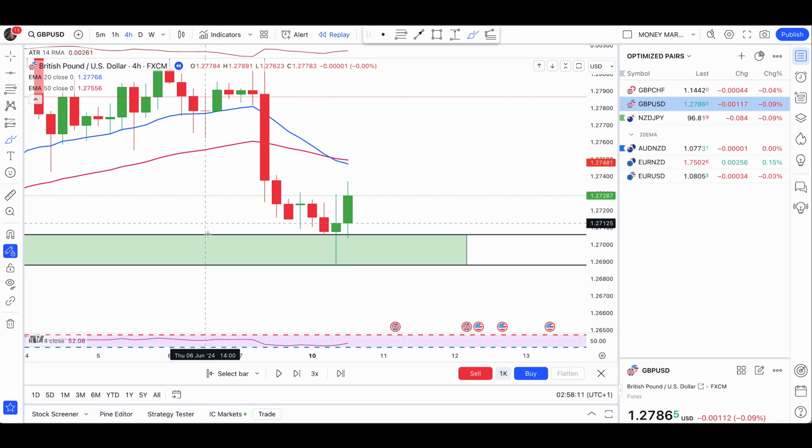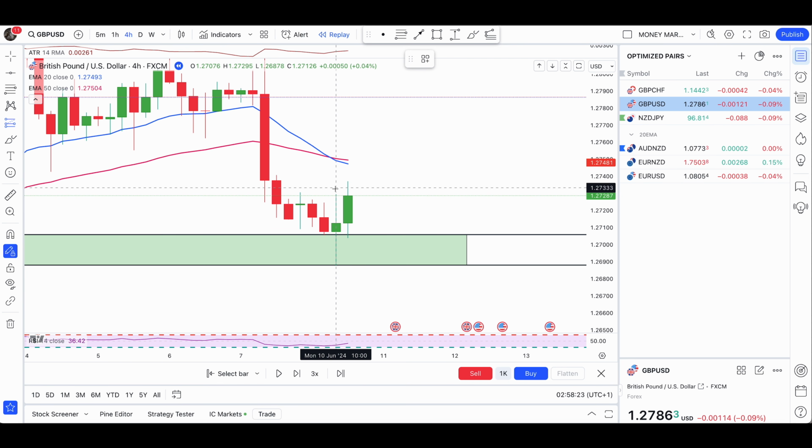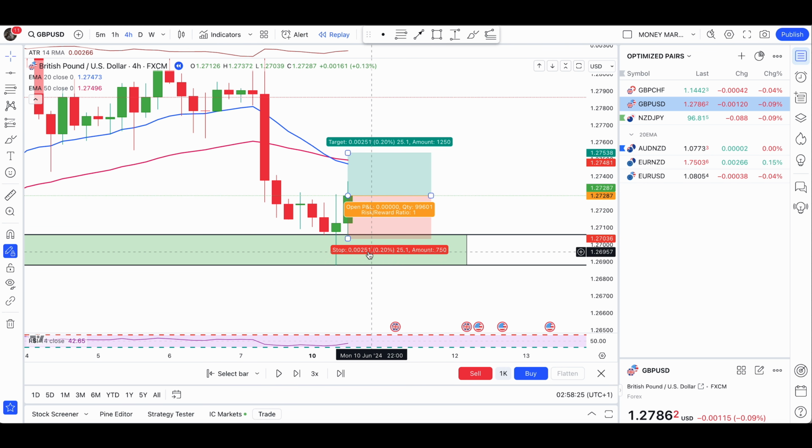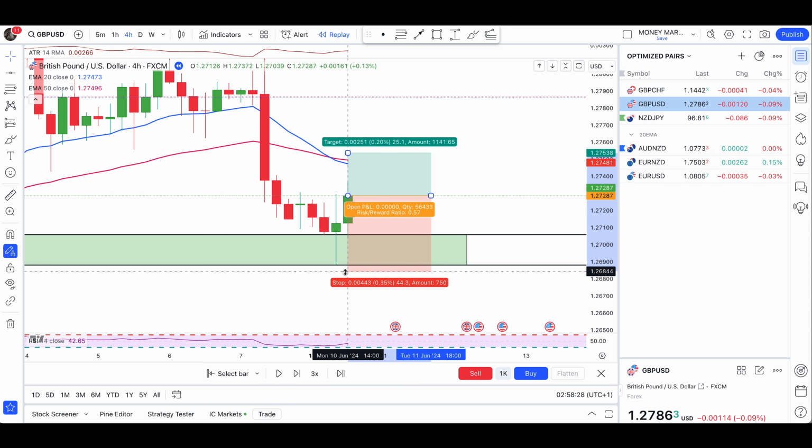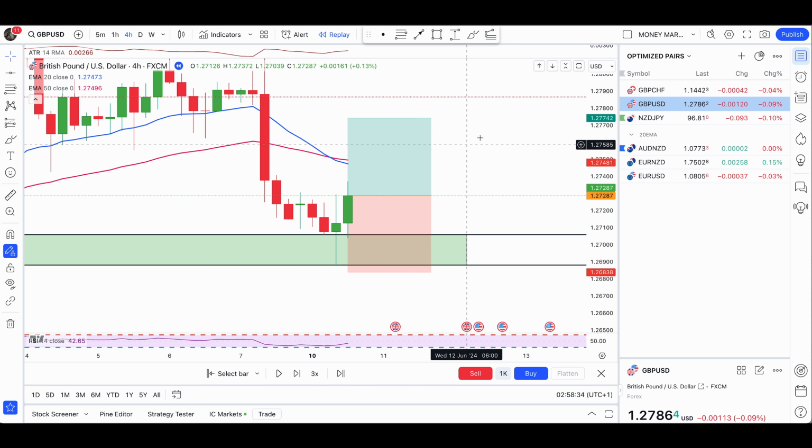Signal number 1, we are in the support area. Signal number 2, we have an indecision candle, and signal number 3, after this indecision, buyers have taken over. So here we enter our trade right at the close with the market order, keep our stop loss below this zone, and take profit. Initially we're going to go 1-to-1, and it's totally up to you how you want to manage your trade.